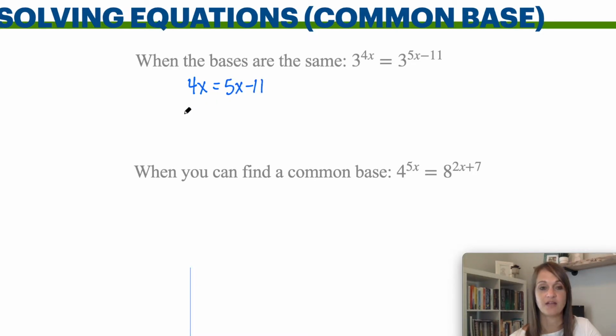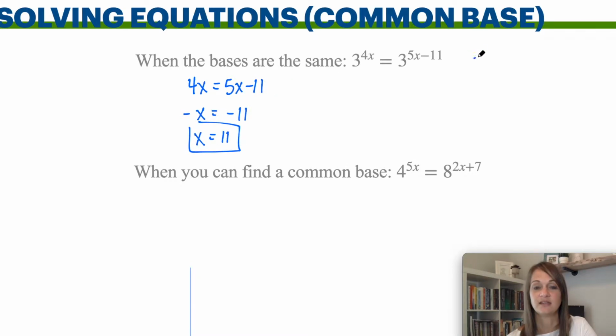You would subtract 5x from both sides and get negative x, divide by negative 1, and you would get a positive 11. And just to prove that it works, if you plug 11 back in, you will get 3 to the 44, and 5 times 11 is 55, minus 11 is also 44. And so those two numbers do equal each other.